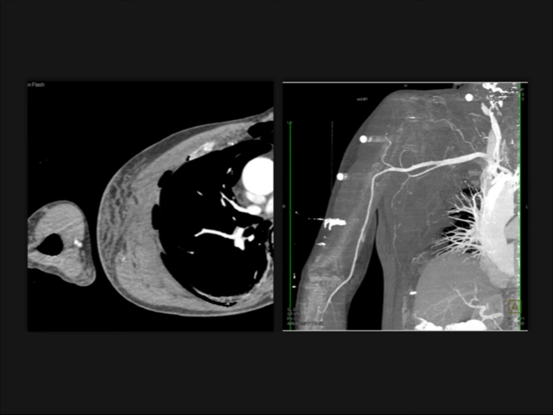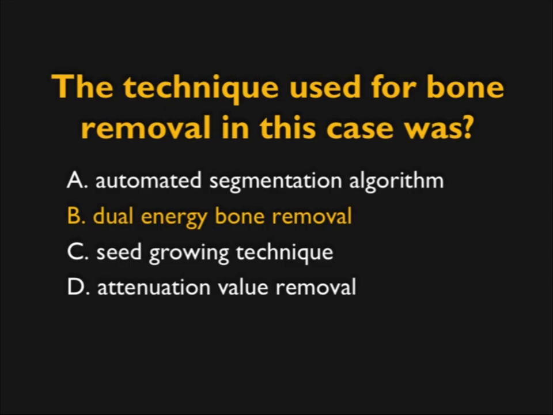Seed growing technique, using some sort of Hounsfield value, you're not going to get this type of quality. Automated segmentation techniques, we've worked on that, and you do pretty well, and I guess theoretically that's a possibility, but this was dual energy. We love dual energy for bone removal. Really, really does a great job when you're doing vascular studies.